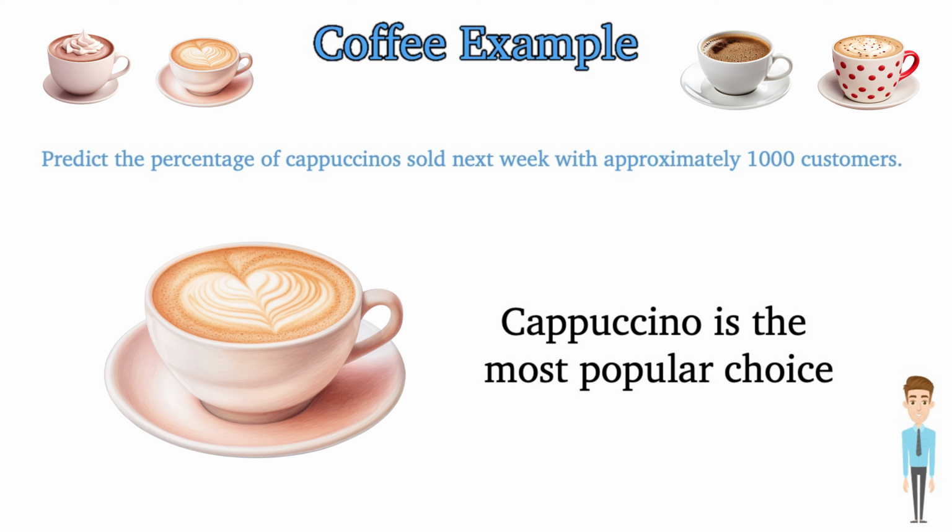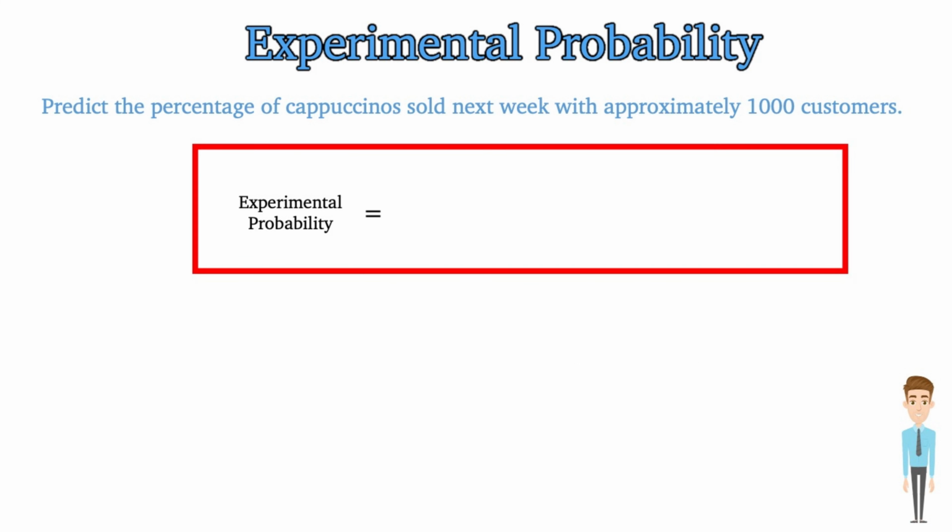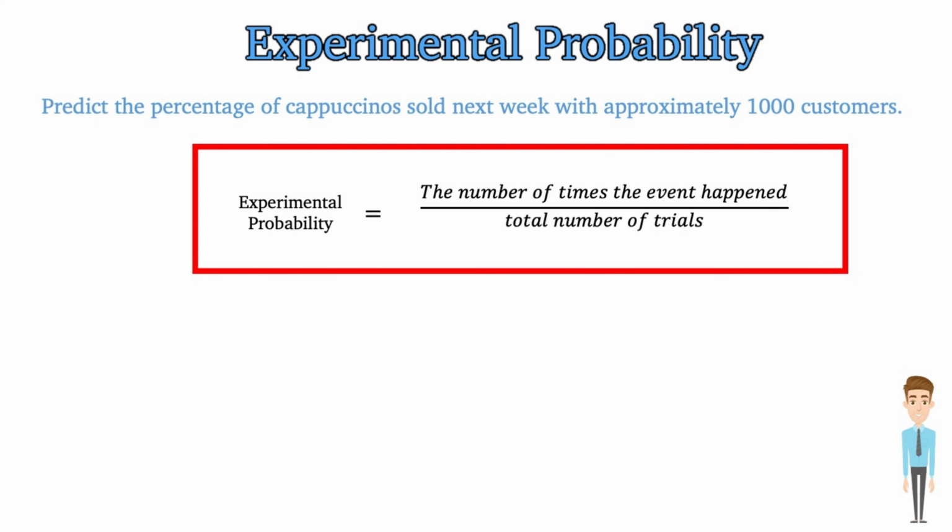So it wouldn't make sense to say 1 out of 4 or 25%. That's why we need experimental probability. To calculate experimental probability, it equals the number of times the event happened divided by the total number of trials. As you can see, this formula is very similar to theoretical probability. However, experimental probability uses the results from the experiment.